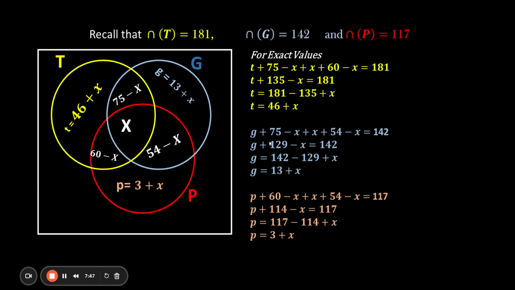Good. Now we repeat the same thing for Guardian. So Guardian 75 plus 54 gives us 129. We take it to the other side, we have 142 minus 129 gives us 13 plus X. And the same for Punch, 60 plus 54 is 114. Take it to the other side, we have 3, and that's right.